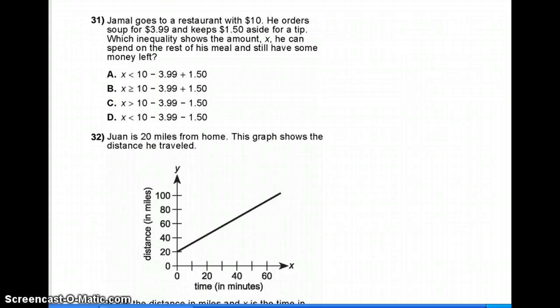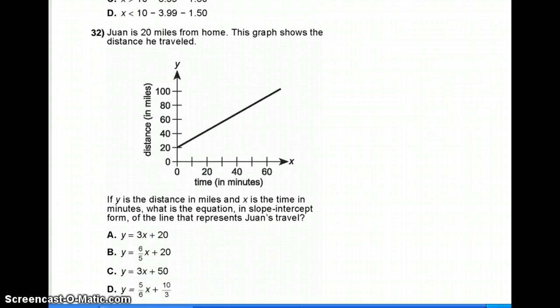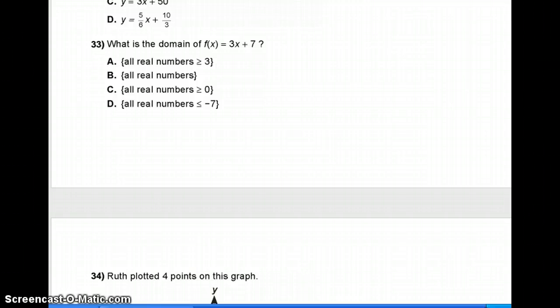Number 32, Juan is 20 miles from home. This graph shows the distance he traveled. If y is the distance in miles and x is the time in minutes, what is the equation in slope-intercept form of the line that represents Juan's travel? Number 33, what is the domain of the function f of x equals 3x plus 7?